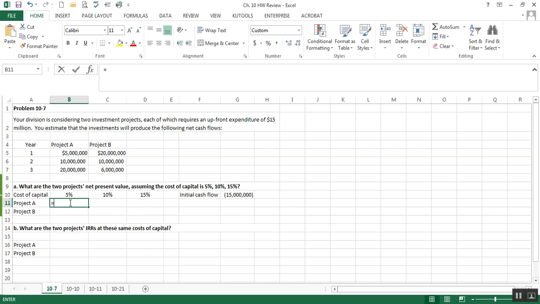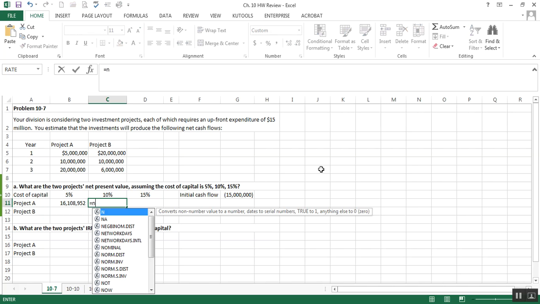So we would use our NPV formula. The rate would be 5%, because the cost of capital is 5%. The values are going to be the positive cash flows for years 1 through 3. This will give us the net present value of the cash flows in the future. However, we also need to add in the initial cash flow, which is the present value equals negative 15 million at time 0. So our net present value for project A at 5% is 16.1 million.